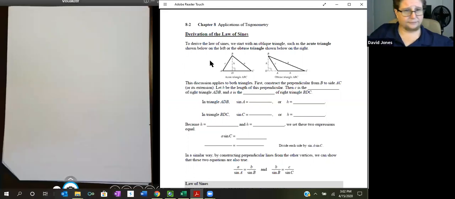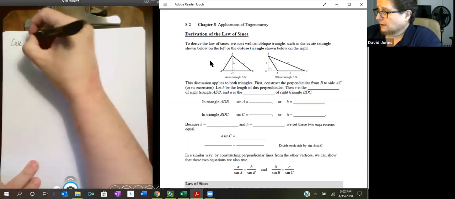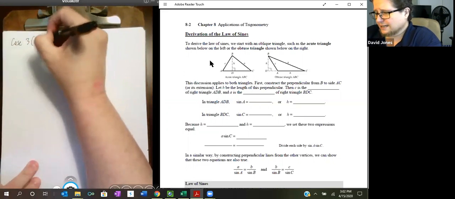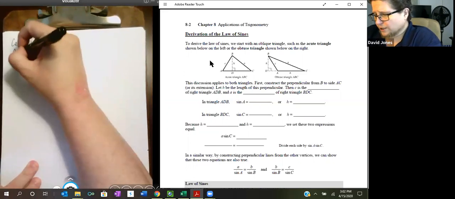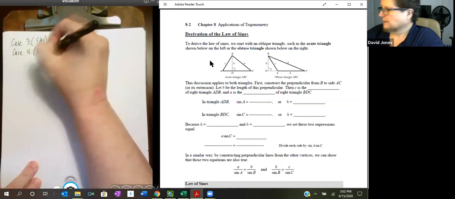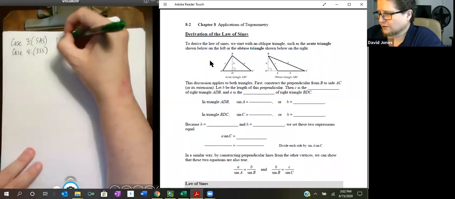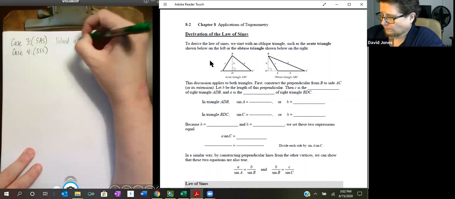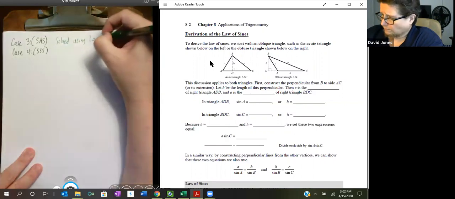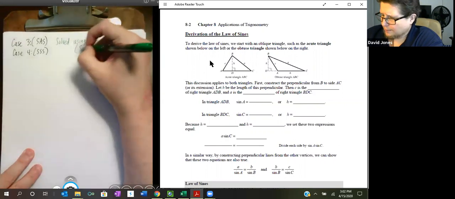Case 3 and case 4. That's our side angle side. And case 4 is when we know all 3 sides. These are solved using the law of cosines. And this is section 8.2.